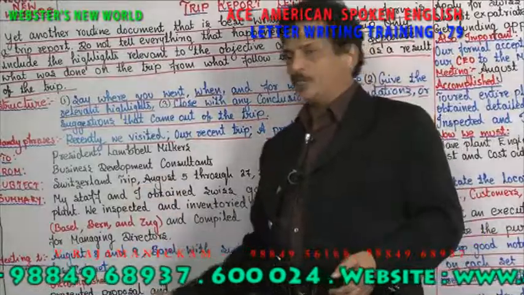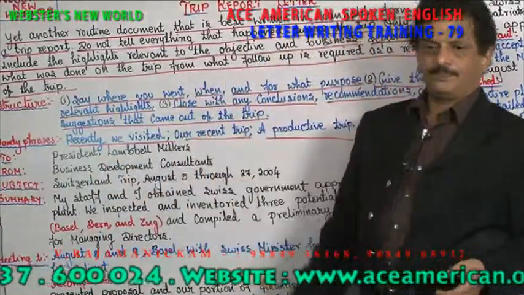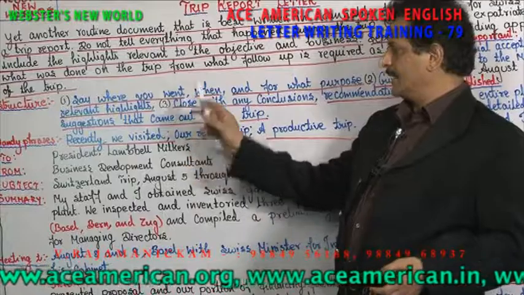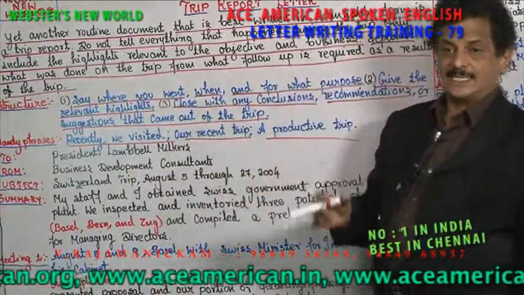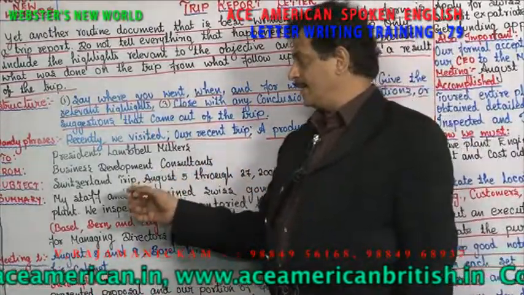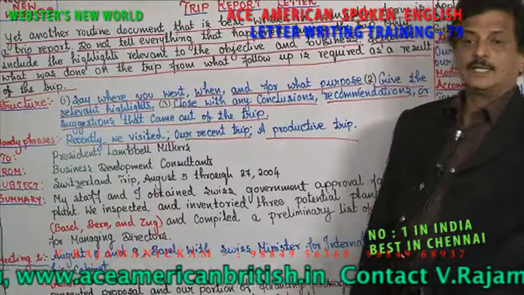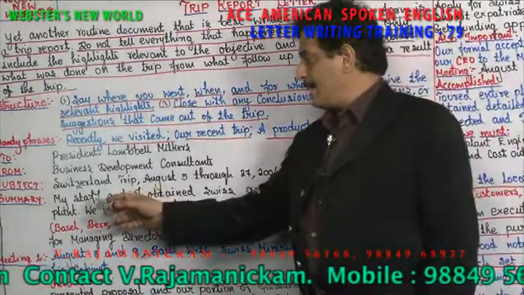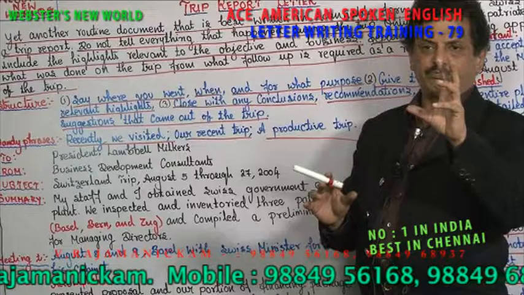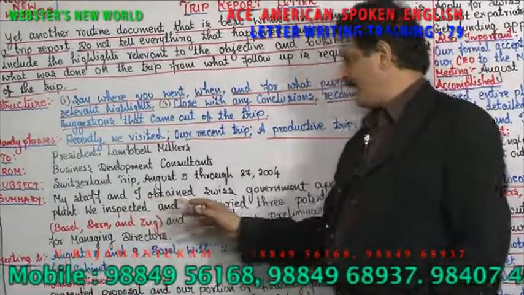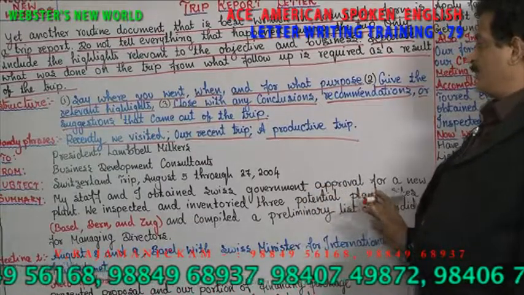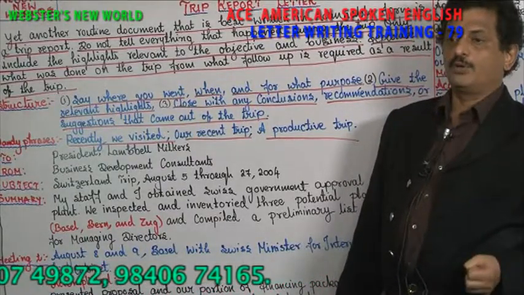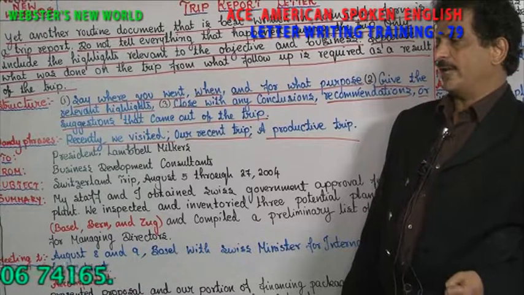So see, here is a letter to President Lambel Milkers. The letter is written to the Chief Executive Officer, President Lambel Milkers, from Business Development Consultants. These are the people who are developing the business, and they have done research. Subject: Switzerland trip, August 5th through 27th. Summary means you are shortening the subject. You are summarizing and saying, my staff and I obtained Swiss government approval for a new plant. So these business consultants went to Switzerland and got the approval to start a factory, a plant.